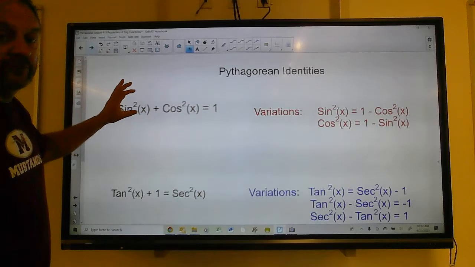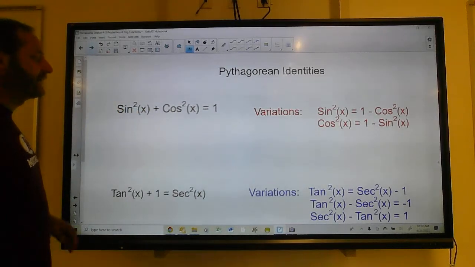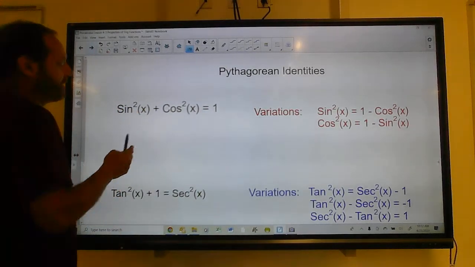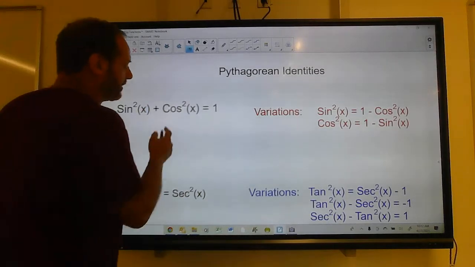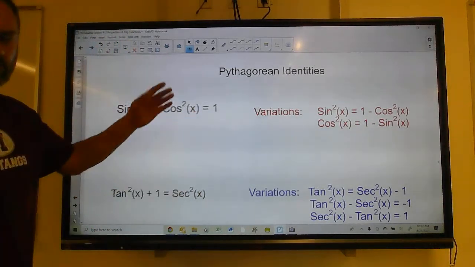Critical to know this. This comes in way handy. There are so many times when you get a sine squared plus a cosine squared, and you can just say, hey, you know what? That's 1. I'm just going to replace that with a 1.